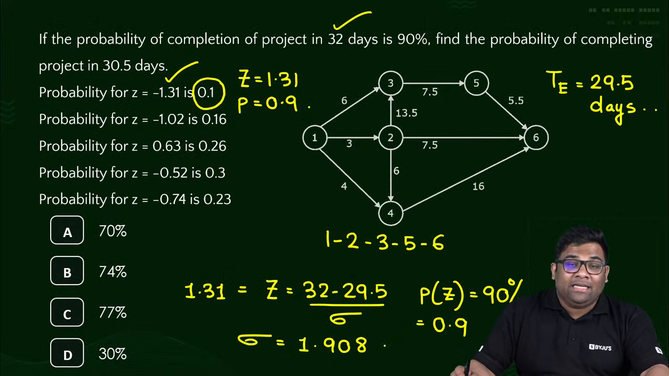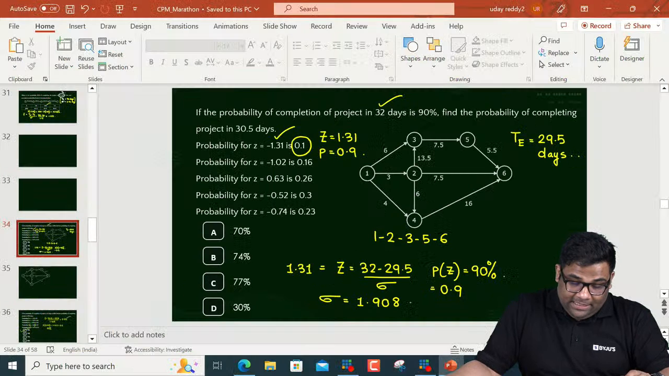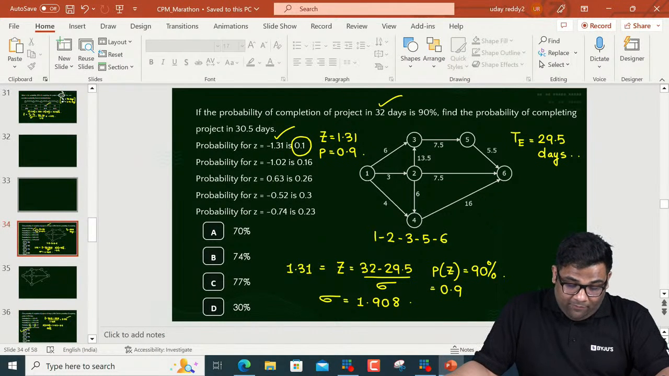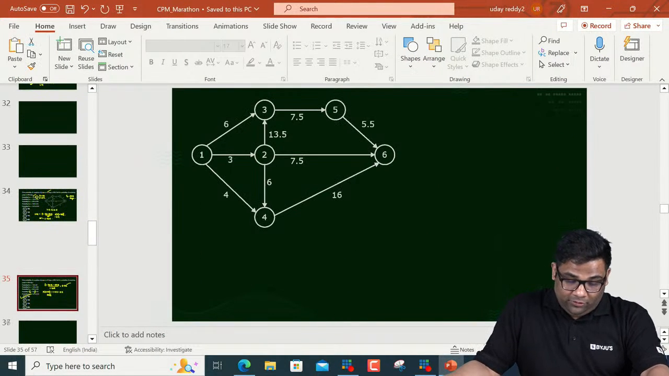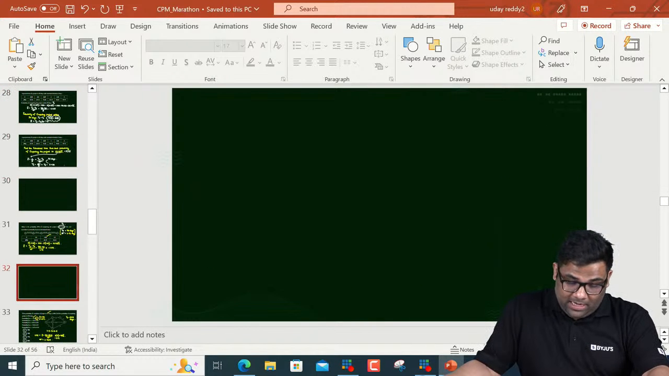Everybody understood this question and you are able to solve this completely complicated question, but you found it easy. Yes, that means you have understood the concept nicely. I am very happy that you were able to solve this question. So that's great actually.